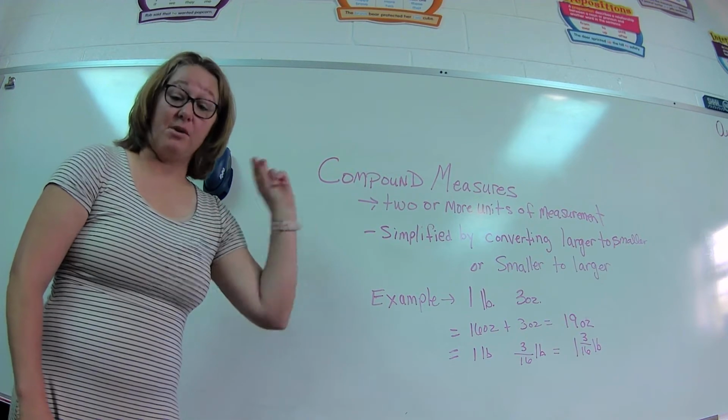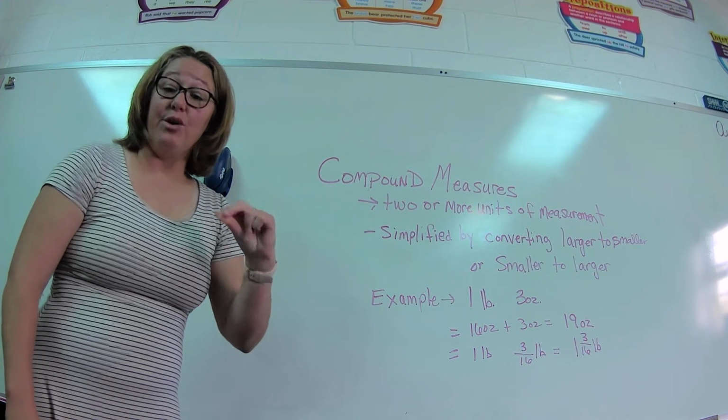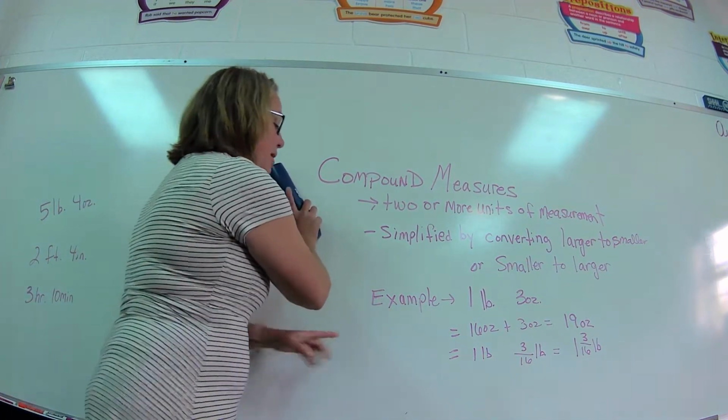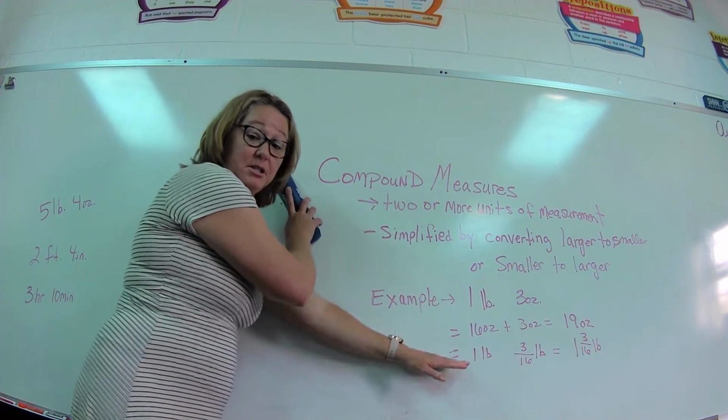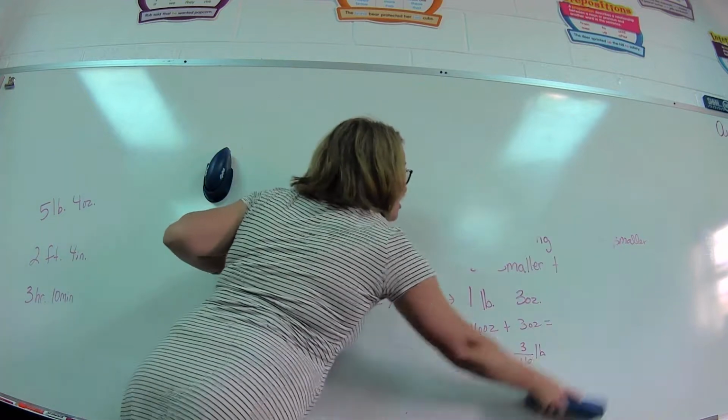So we're going to take some compound measures. We're going to add them. We're going to subtract them. We're even going to multiply some compound measures. But first, let's practice, just like we did with 1 pound, 3 ounces, when we went to the smaller and to the larger. Let's practice with that first.